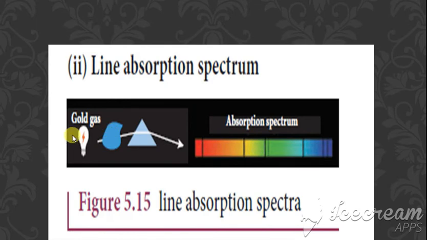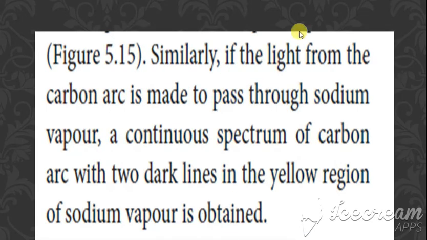Next is, so this is light from the incandescent lamp. This is being passed, this is incandescent lamp, this is cold gas, and it is made to pass through the prism. Then the spectrum obtained is called as what? Line absorption spectrum. Okay, then similarly, if the light from the carbon arc is made to pass through the sodium vapor, a continuous spectrum of carbon arc with two dark lines in the yellow region.